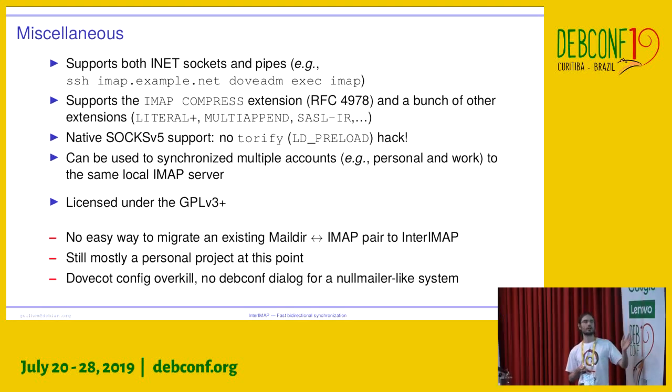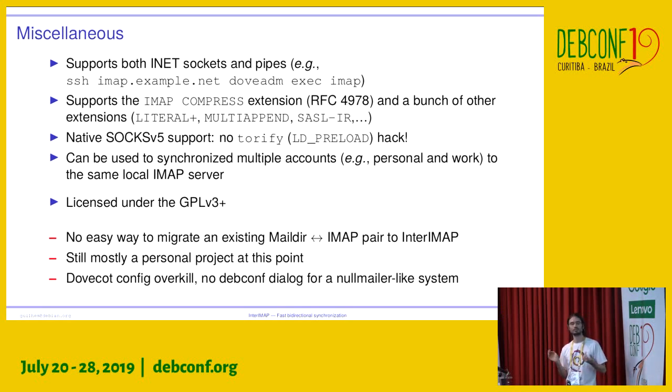And now for the maybe not so shiny things: there is no easy way to migrate. If you have an existing Maildir to IMAP pair, you cannot migrate that easily to InterIMAP. You need to re-download everything, because InterIMAP needs to have this unique identifier association, so it keeps track of it in its database. It needs to recreate the database. So to populate the database, you need to wipe one end and resynchronize everything.